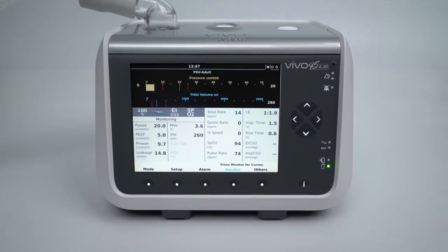Presented values include end expiratory pressure, peak pressure, and tidal volume delivery. The red lines in the pressure display represent the low and high pressure alarm settings. And on the tidal volume, the red lines represent the low and high tidal volume alarm settings.